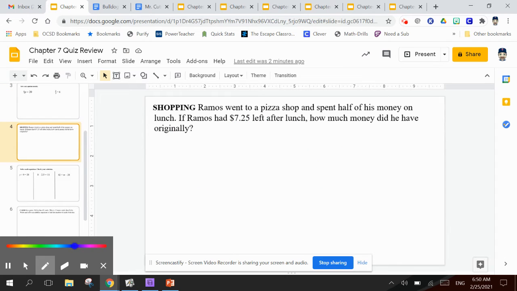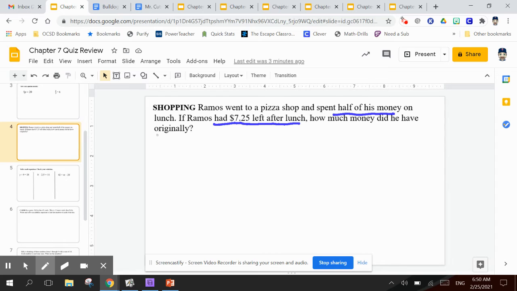So in this case, it says Ramon went to a pizza shop and spent half his money on lunch. If Ramon had $7.25 left after lunch, how much money did he have originally? So let's go back through. It says Ramon went to the pizza shop and spent half of his money on lunch. So we don't know how much money he had, but we do know that he had $7.25 after lunch. How much did he have before or originally?